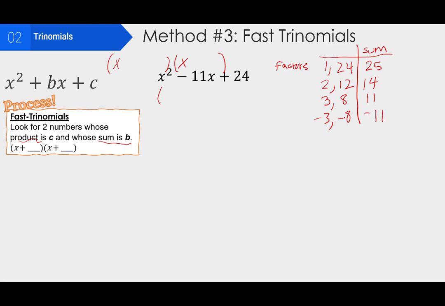And once you find those, you're just going to plop them in the parentheses. Minus 3 and minus 8. That's why we call these fast trinomials. Because once you find the 2 numbers, you don't have to do anything else. You just put them in parentheses with the x values. Okay, go ahead and pause the video and try these 2.